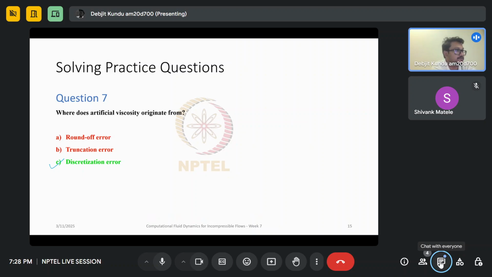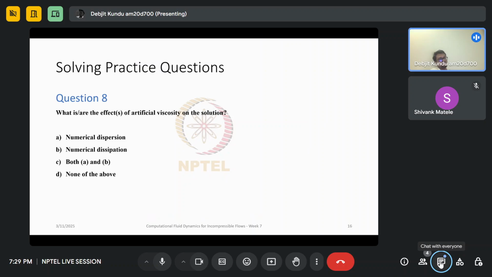All right, so let's move on. What are the effects of artificial viscosity on the solution? This is the nature of the error that it brings in. Is it option A, numerical dispersion? Option B, numerical dissipation? Option C, both A and B? Or option D, none of the above? Numerical dissipation. Let's take a look at the solution. It is numerical dissipation. Good.